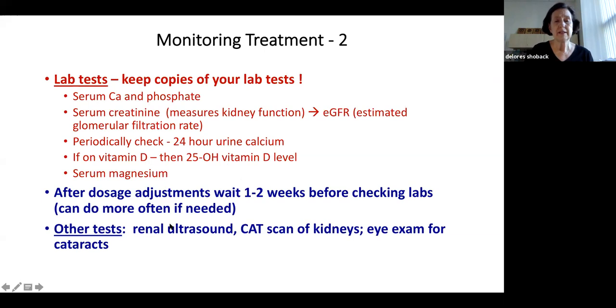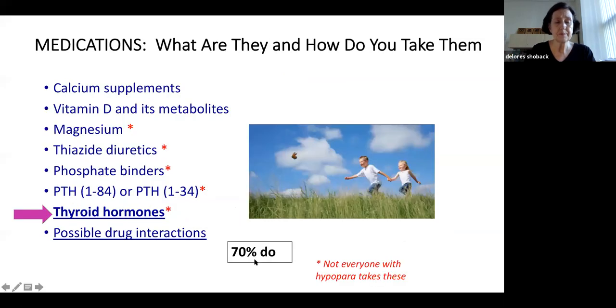Some of the other tests for monitoring treatment would be the kidney ultrasound. Sometimes we do a CT scan of the kidneys. That's radiation, so you don't want to do that a lot. The ultrasound would be better, but sometimes we periodically do a CT scan of the kidneys, and then an eye exam for looking for cataracts. Okay, so that's monitoring treatment.